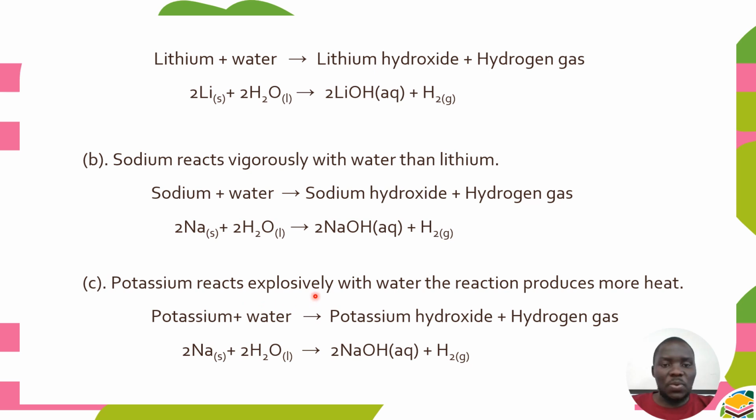Potassium reacts explosively. So you can check the adjectives that we have used to explain the reaction. Here it is more vigorous, here it is more explosive. It means potassium is the one which reacts most quickly with water. Why is it like that? Because potassium is the most reactive alkali metal. So when they react with water, they produce a hydroxide, which is a basic solution, and hydrogen gas.